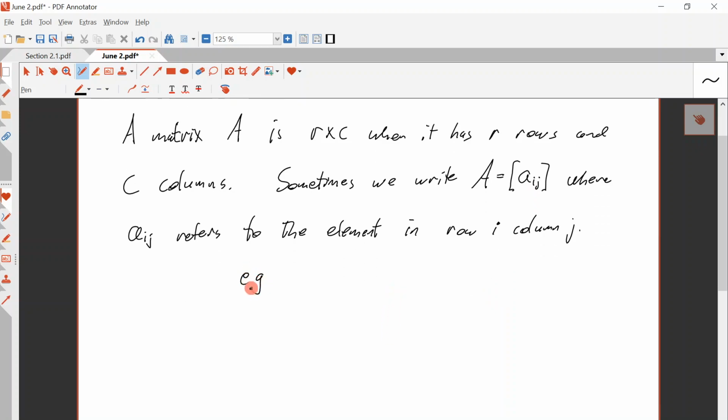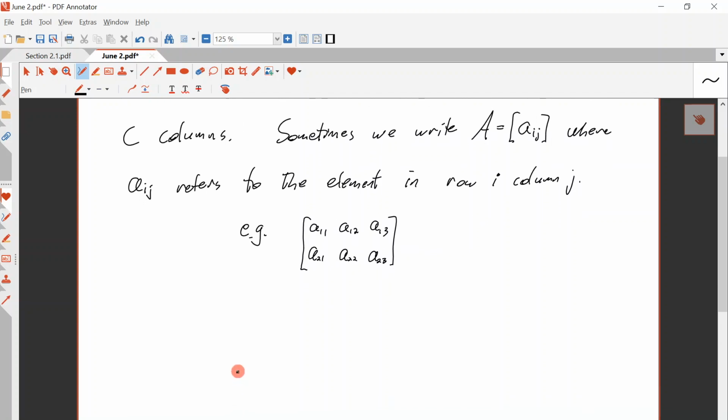So, for example, in a 2 by 3 matrix, it says row 1, column 1, row 2, column 1, row 1, column 2, row 1, column 3, row 2, column 2, row 2, column 3, like that. Okay? So just as how we were writing these things with systems of linear equations. Alright. Several operations go along with matrices.